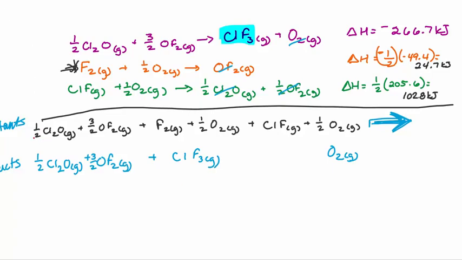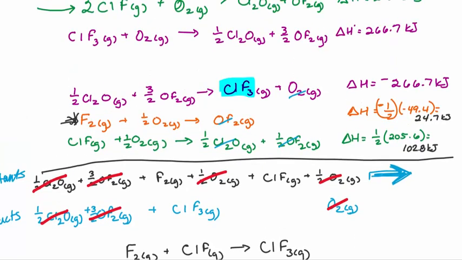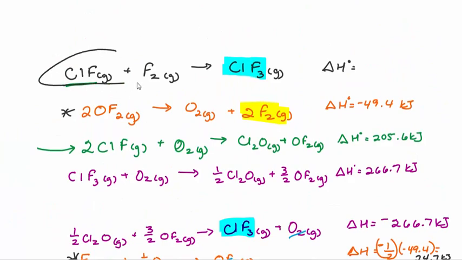My Cl2O, they're the same, so they're going to cross out because they're both on the reactant side and the product side, so they cancel themselves out. I have one whole oxygen because 2 halves make a whole, so that cancels out. And then what I'm left with is F2 gas, chlorine monofluoride gas reacts to form then my product, chlorine trifluoride. And if I scroll back up here, that was my target reaction. This was my target reaction.